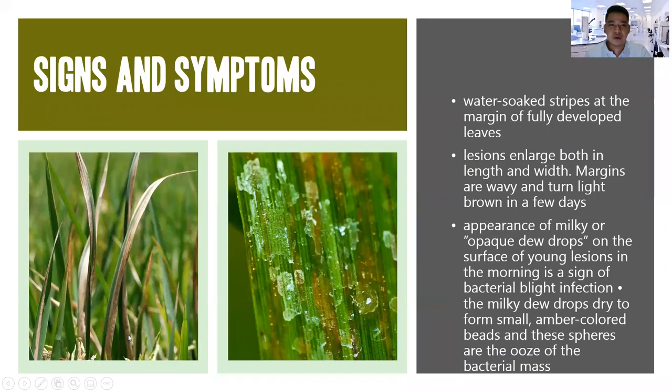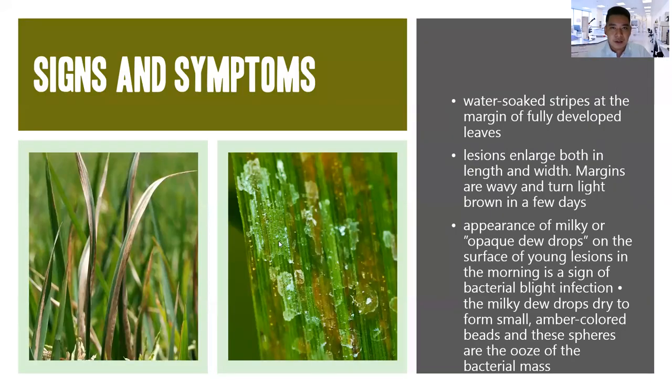So signs and symptoms. Water-soaked stripes at the margin of fully developed leaves, lesions are large in length and width. Margins are wavy and turn light brown in a few days. As you can observe po dito sa first picture, makikita nyo po yung light brown lesions dun sa margin ng ating rice leaf. So yan po ang pinaka-common na symptoms na binibigay ng bacterial leaf blight.